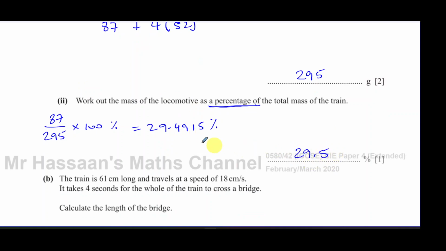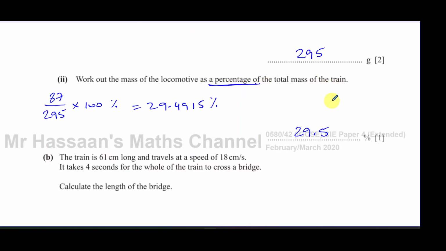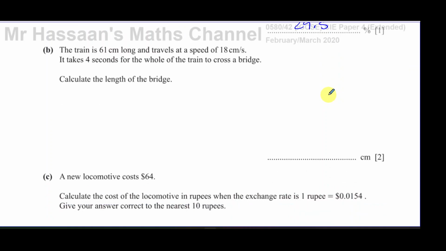29.5%, that is the mass of the locomotive as a percentage of the total mass of the train. Part B says the train is 61 centimeters long and travels at a speed of 18 centimeters per second. It takes 4 seconds for the whole of the train to cross a bridge. Calculate the length of the bridge.